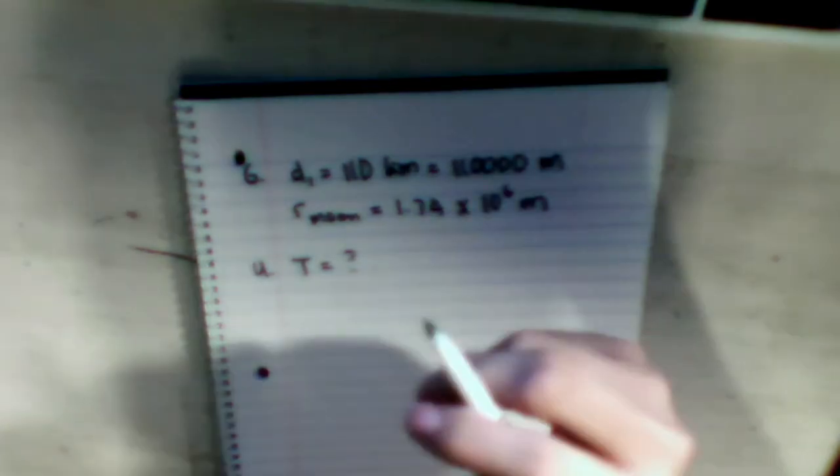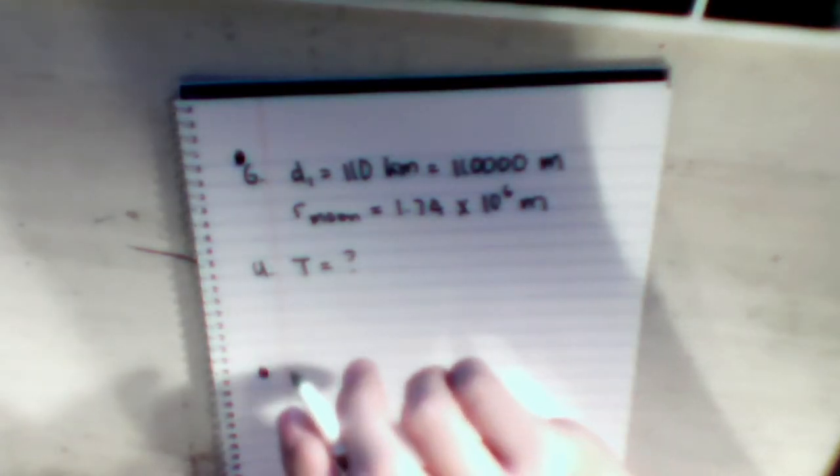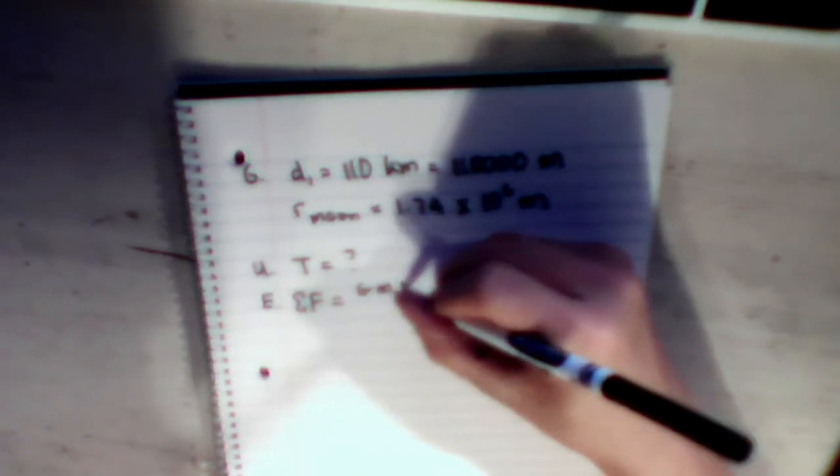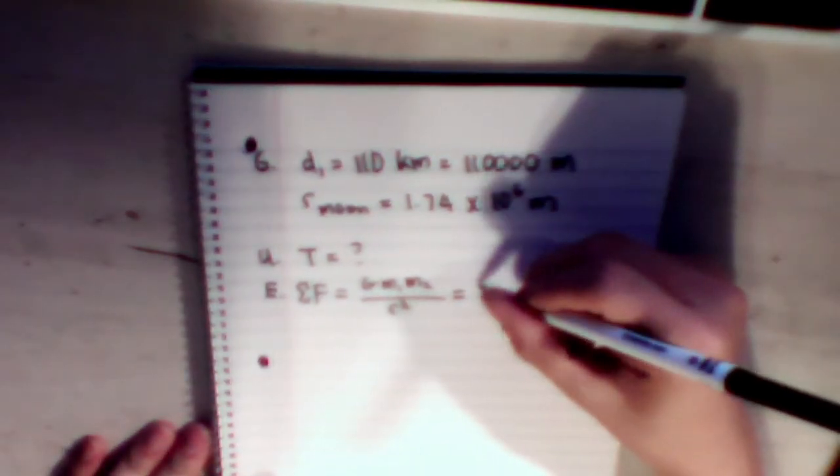And we are trying to find the time it takes for the module to revolve around the moon once, which is the period. So there are 3 equations we need to know for this problem. Let's do the net force first. The net force is equal to the force of gravity, which is the universal gravitational constant times the first mass times the second mass over the distance squared. And this is also equal to the centripetal force.